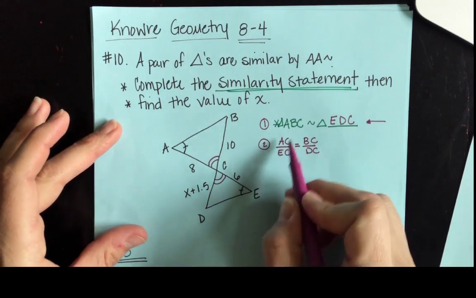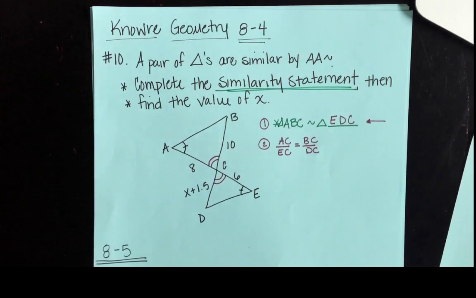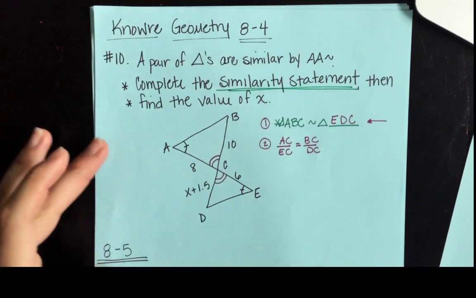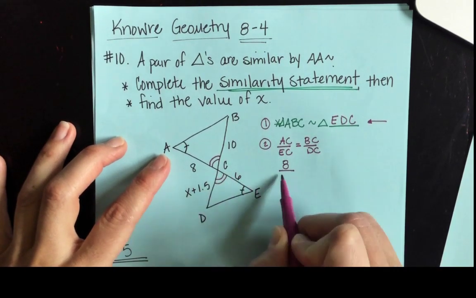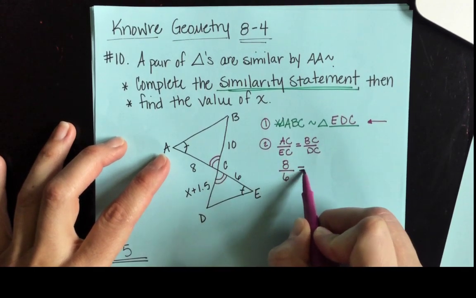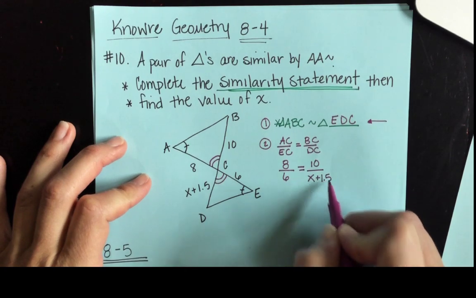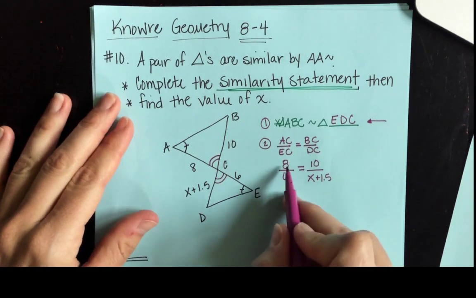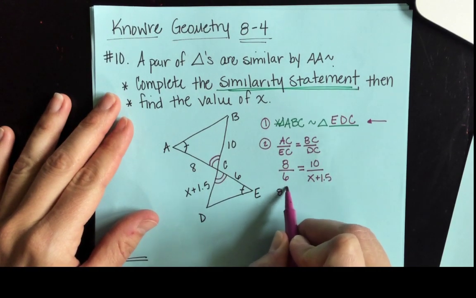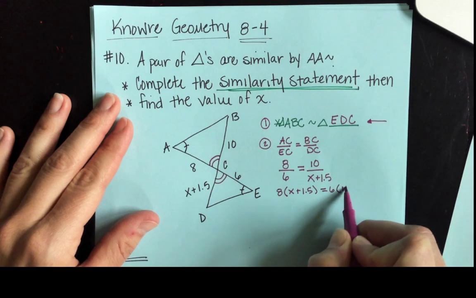So now that I know what's supposed to match by using my similarity statement, I can, and you are correct, set up my proportion. So the whole purpose of them having the similarity statement there was so that I can set up my proportion accordingly. So AC is 8, EC is 6, BC is 10, and then I have x plus 1.5. And then we're going to cross multiply. So when we cross multiply, we are going to take 8 times that x plus 1.5, and then our 6 times 10.